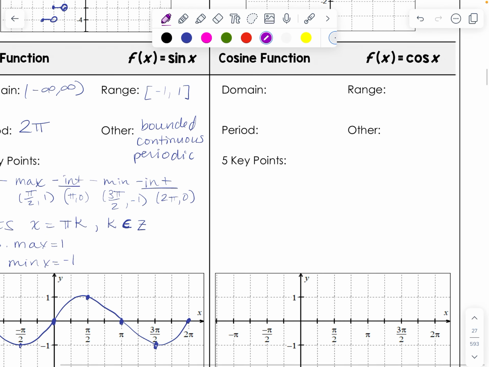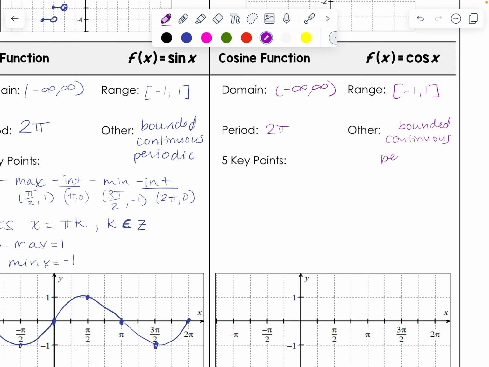Okay, now we've got our cosine function again, with the domain of all real numbers. Our range also goes from -1 to 1. The period again is 2 pi, very similar to sine. It's bounded, continuous, and periodic, meaning it repeats.